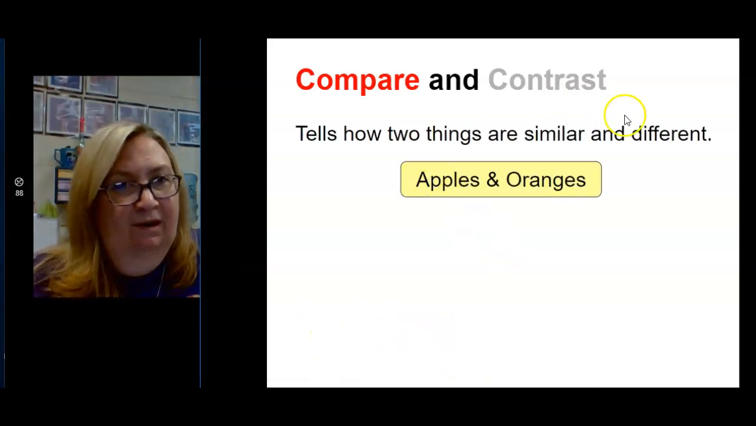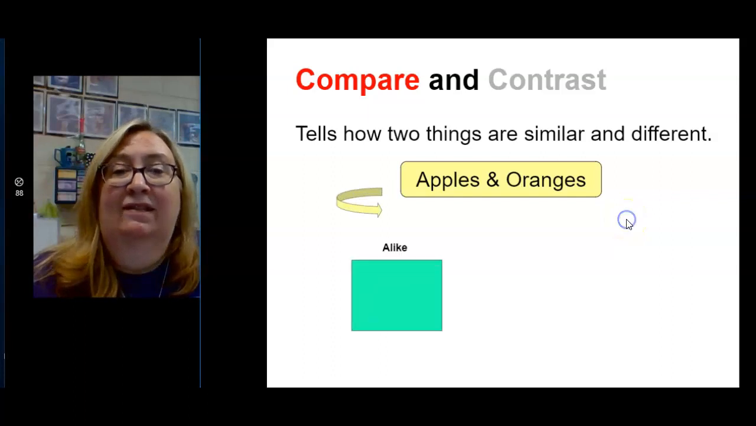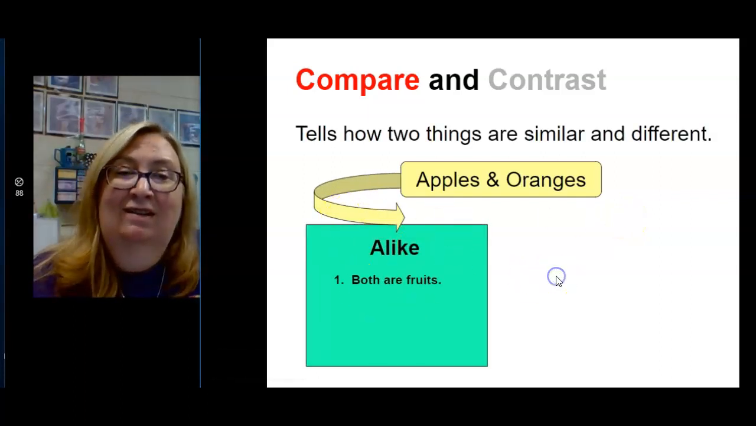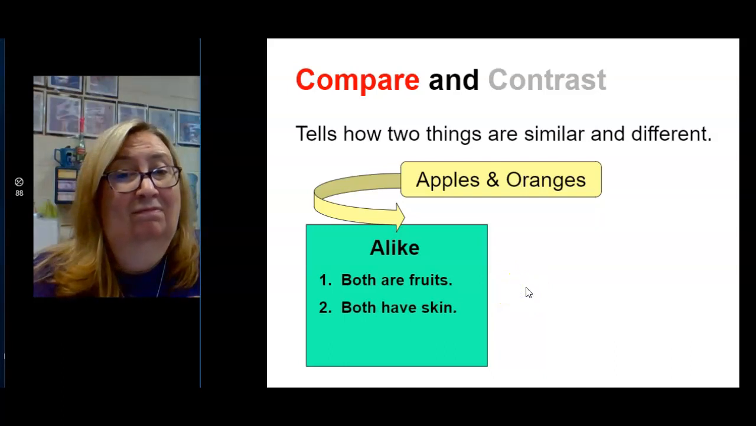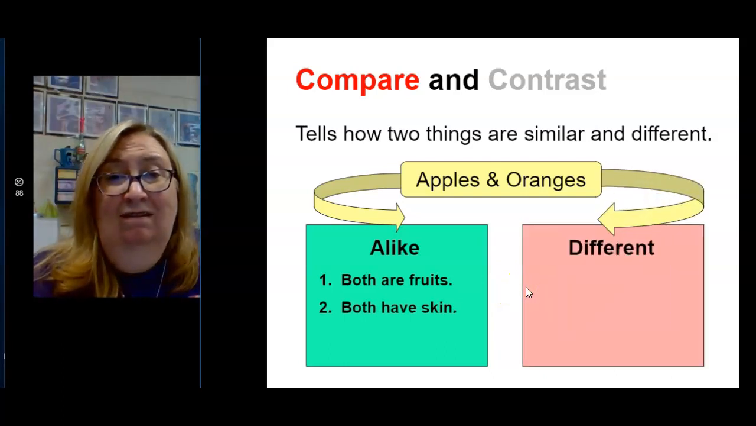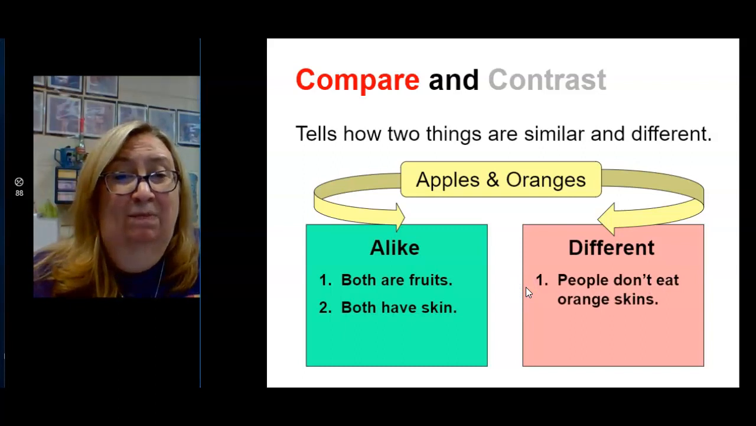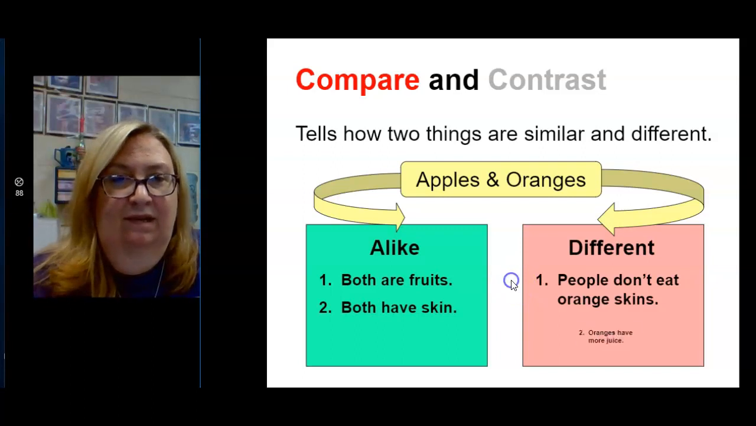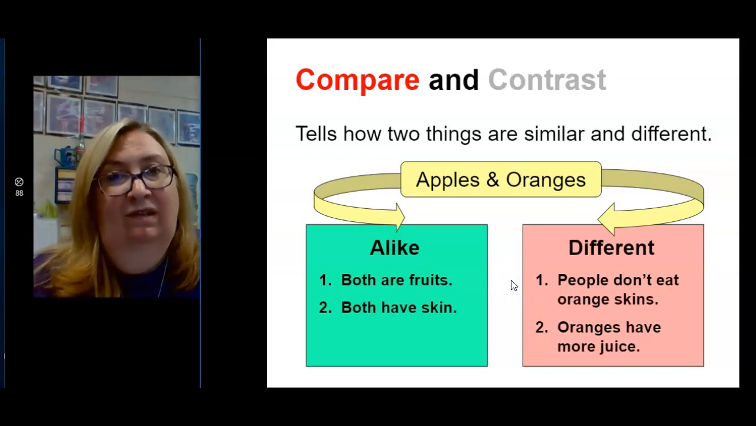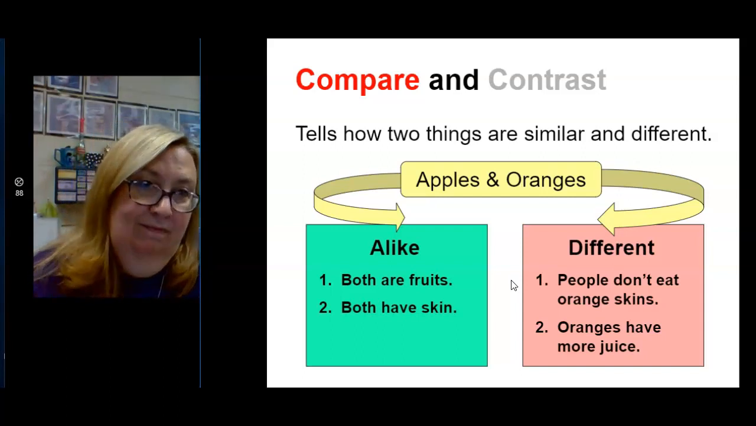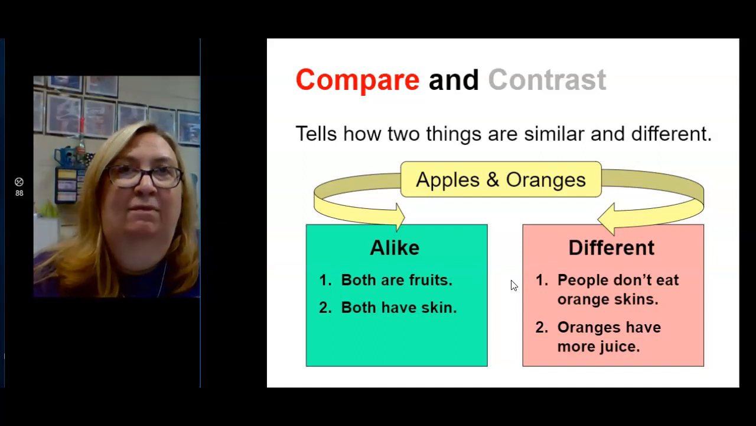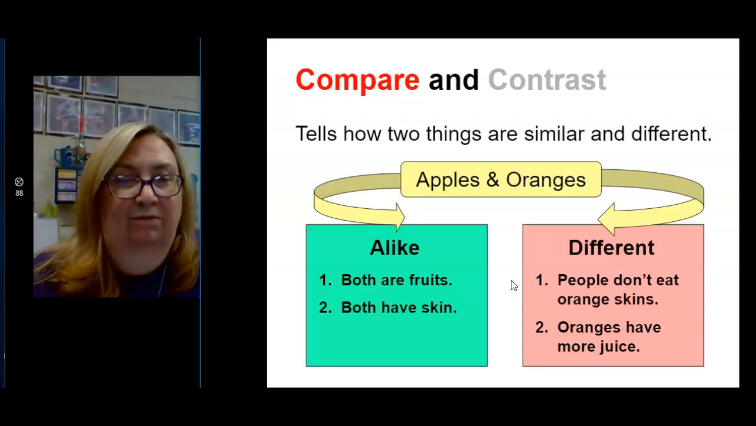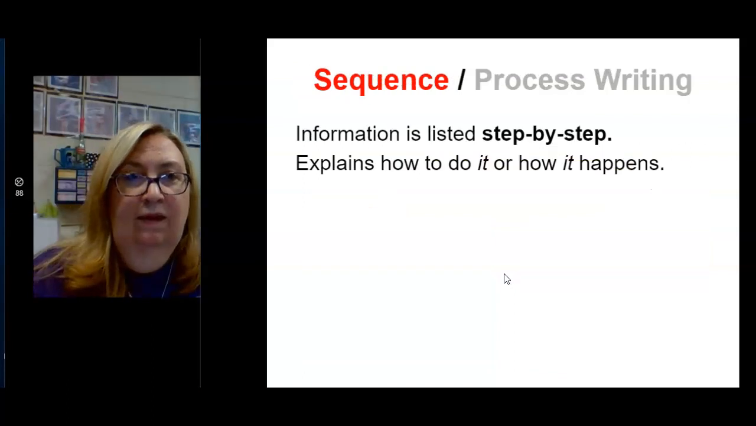So if we're doing a compare and contrast of apples and oranges, I might say the ways they are alike is that they're both fruits. They both have a skin. And the ways that they're different is that people don't eat orange skins, but you can eat apple skins. And oranges are definitely the juicier of the two. In other words, it takes fewer oranges to make orange juice than it takes apples to make apple juice. That's all I got.